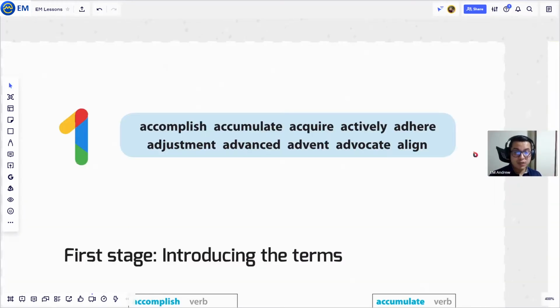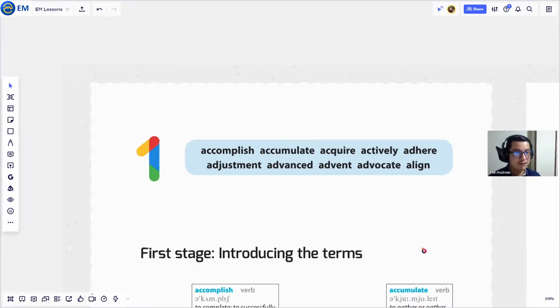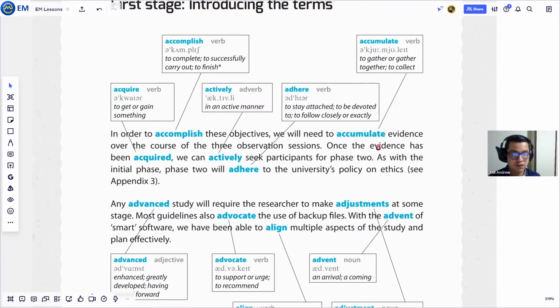Good. Now what we need is to have a context so we can understand all the terms. Let's have a look at this passage together. So let's read this all along. In order to accomplish these objectives, we will need to accumulate evidence over the course of the 3 observation sessions.